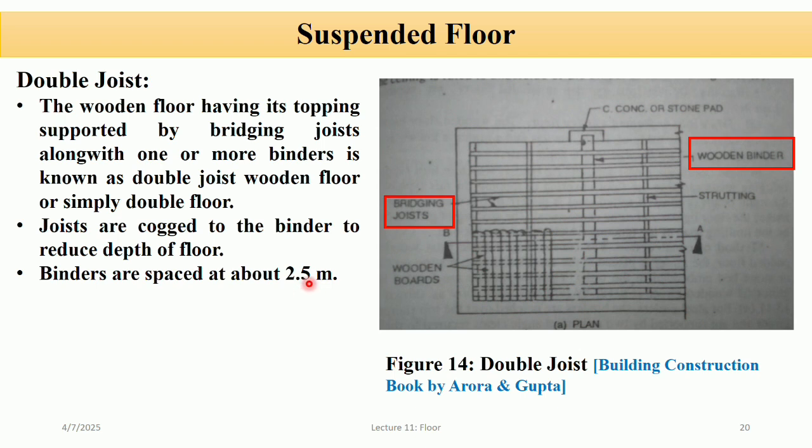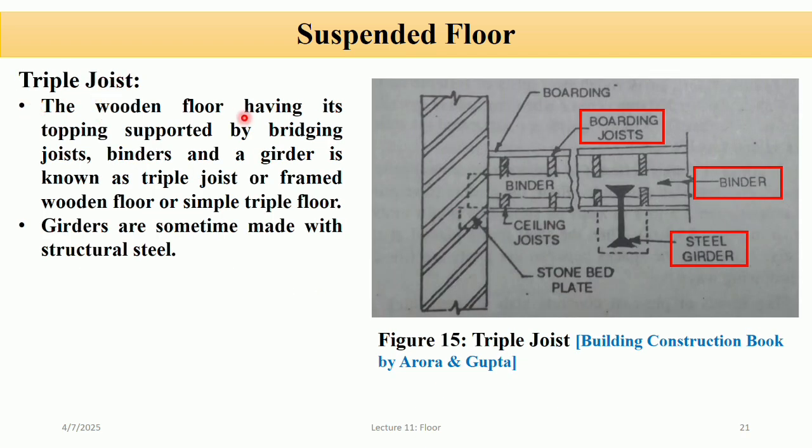And triple joist: the wooden floor having its topping supported by bridging joists, binders, and a girder is known as triple joist. So in this case, the floor is supported by bridging joists, binders, and a steel girder. You can see in this figure. So girders are sometimes made with structural steel.